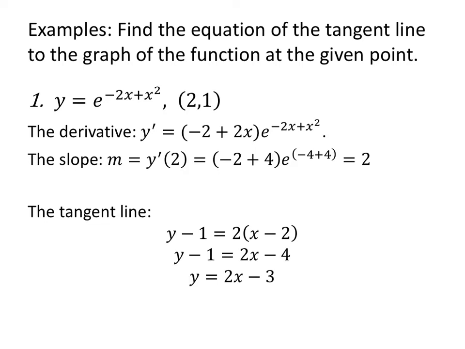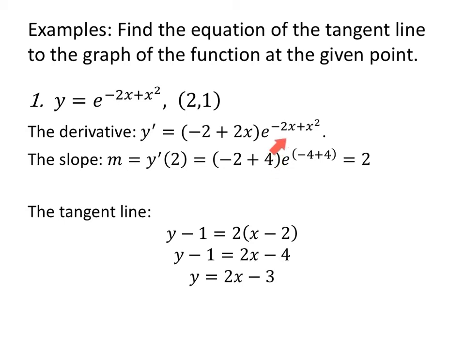Alright, enough of that math for beauty's sake. What are we going to do with it? Find the equation of the tangent line to the graph of the function at the given point. If y is e to the negative 2x plus x squared at the point 2, 1, the equation of the tangent line requires us to have a slope. We know the slope means we have to find the derivative. So the derivative of this function is the derivative of the exponent, negative 2 plus 2x, times the original function. I know my slope of the tangent line is the derivative evaluated at 2. So when I put in 2, I'll have negative 2 plus 4.